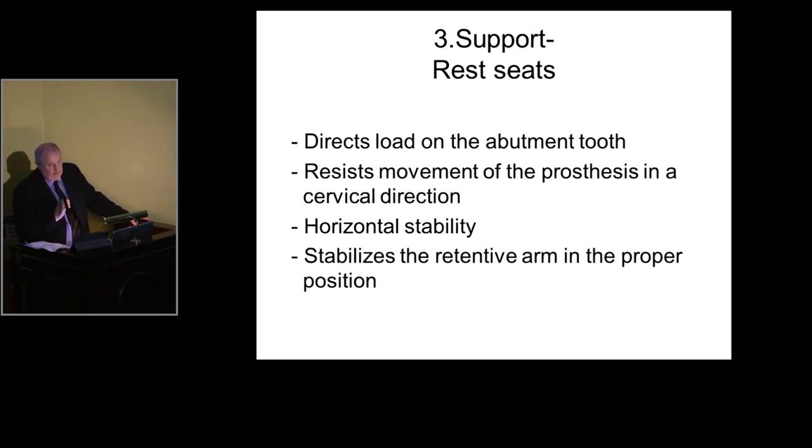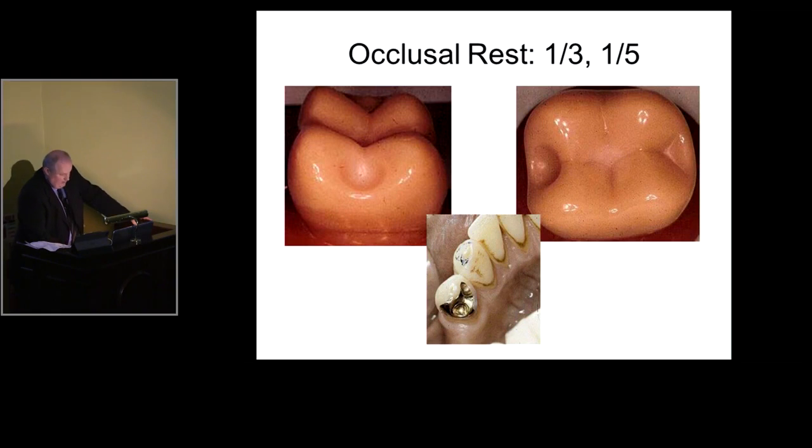If it's put distally, it will help to extract the tooth. Distal extensions, the rest seat is put mesially. It directs load onto the abutment tooth, it resists movement of the prosthesis downwards, horizontal stability, and I think the one that people forget all the time, it maintains the retentive component in the proper position. If the denture isn't supported vertically, your clip is going up and down. So very important.